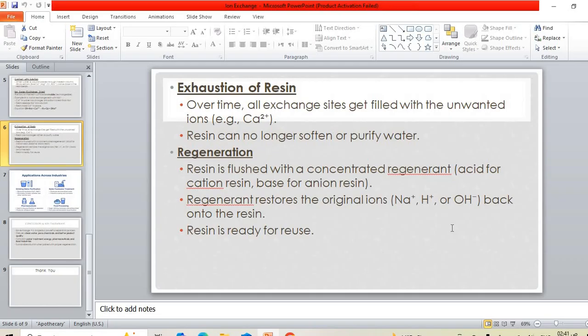So most likely we flush it. So for acid, the acid is used for cation resin, and the base is used for anion resin. And in this case, we can return the sodium ions to the resin again, and also make the resin ready for reuse. That's simply the mechanism, very easy, very straightforward for anyone.